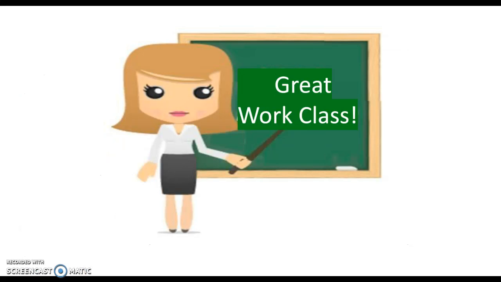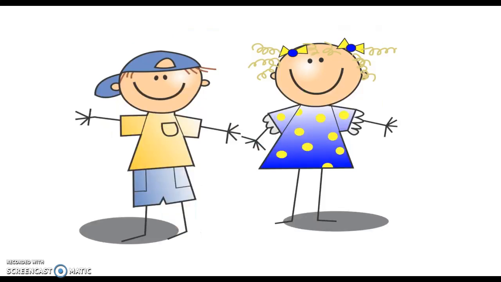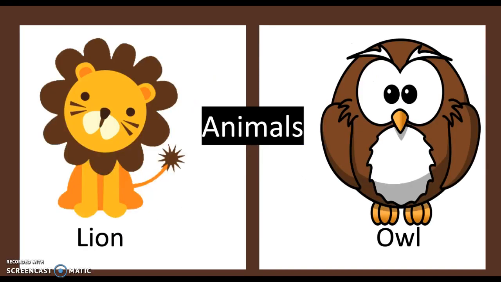The teacher told the class what a great job they did. Great work, class! Clark and Bridget were so excited for all they had learned today that they couldn't wait to go home and practice with each other. They learned that the lion and the owl are types of animals.